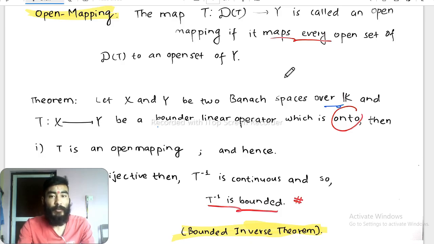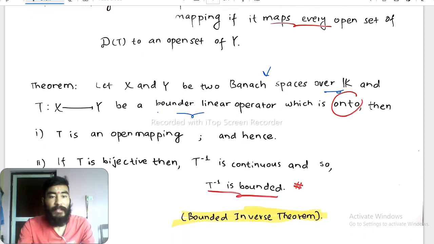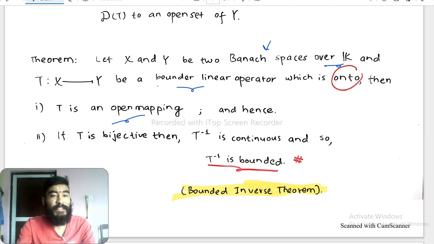For the fundamental theorems, Banach spaces are necessary. And if T is an operator from X to Y which is bounded and linear and which is onto, then the open mapping theorem states T is an open mapping, and the bounded inverse theorem states that if T is bijective, then T inverse is continuous, and so T inverse is bounded.